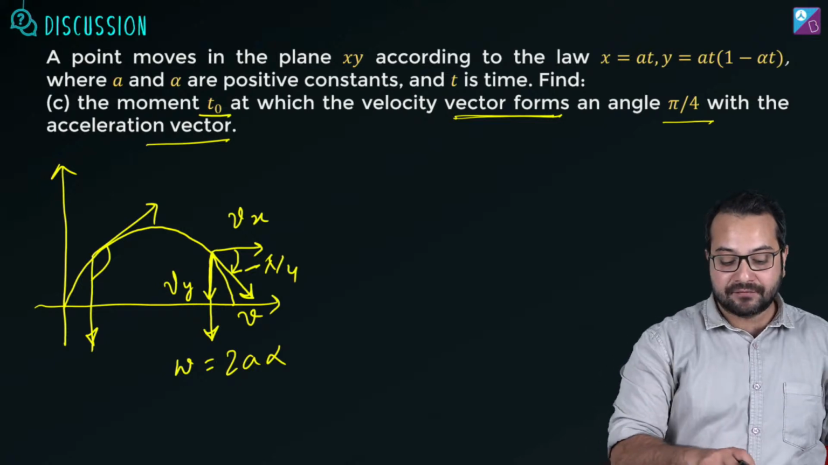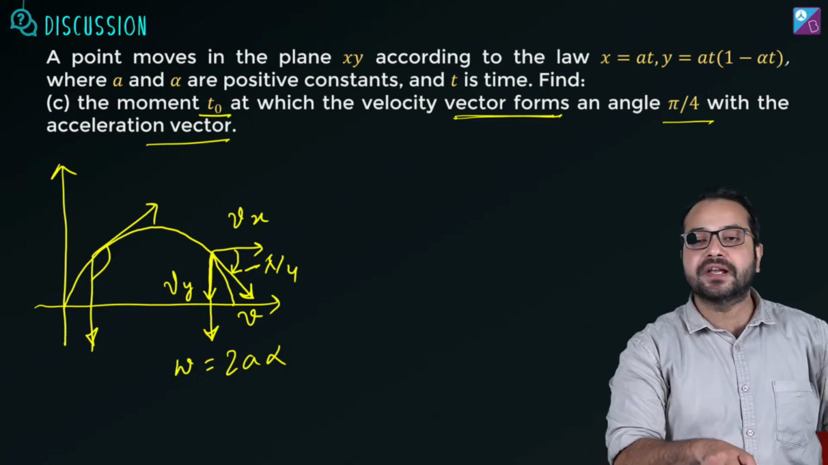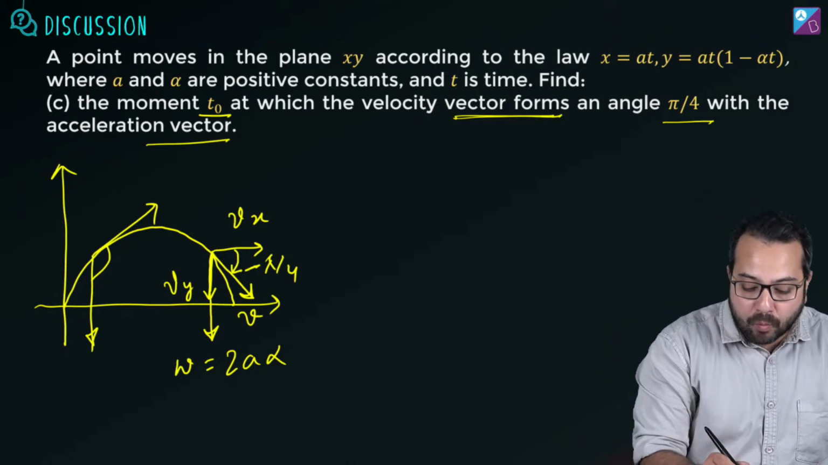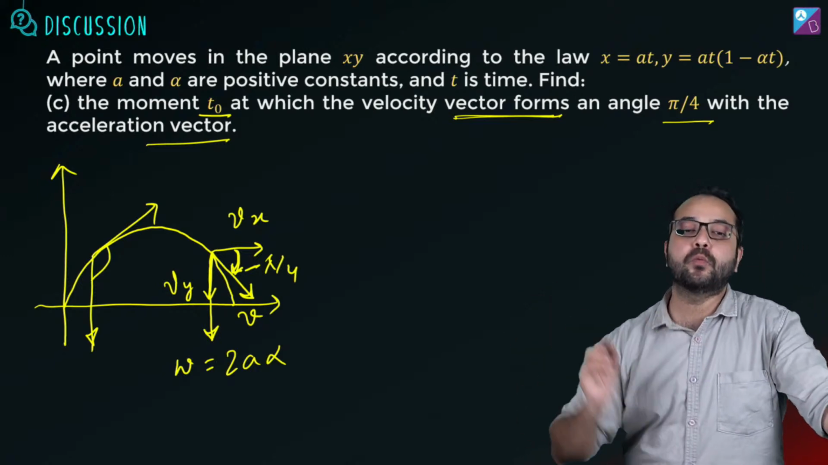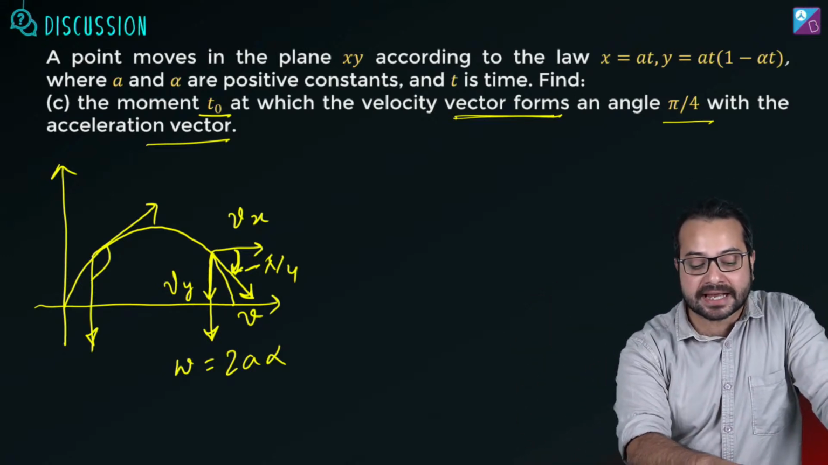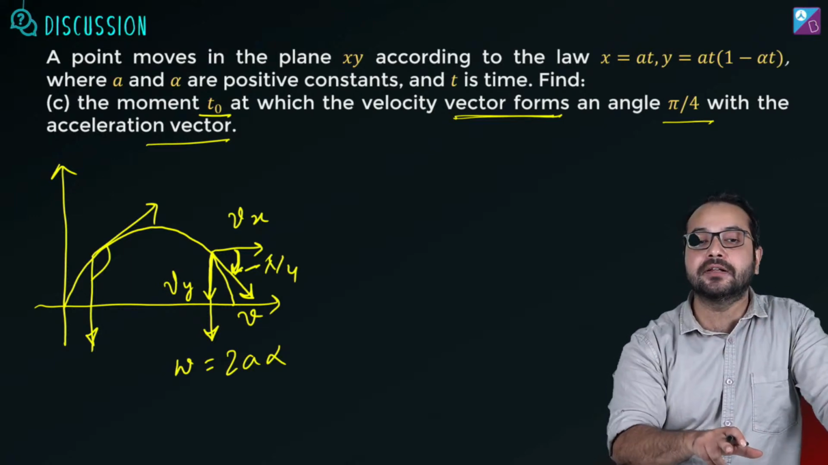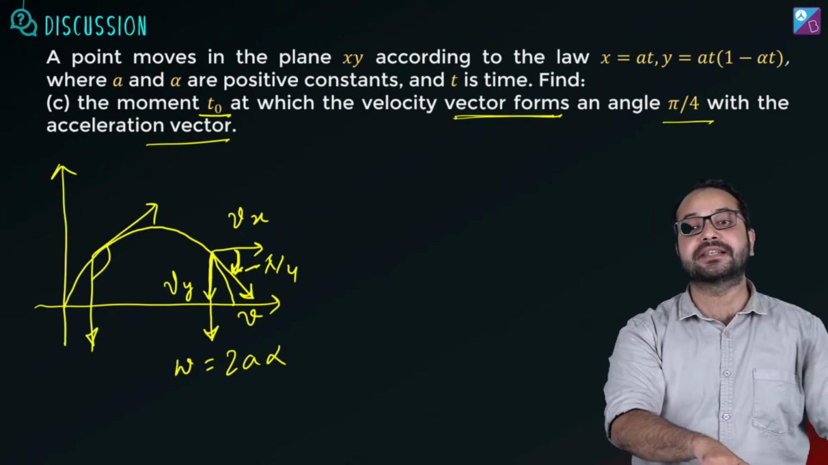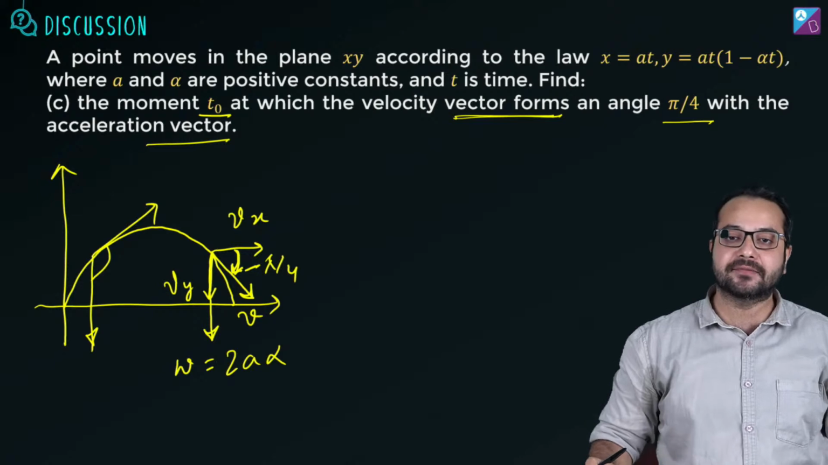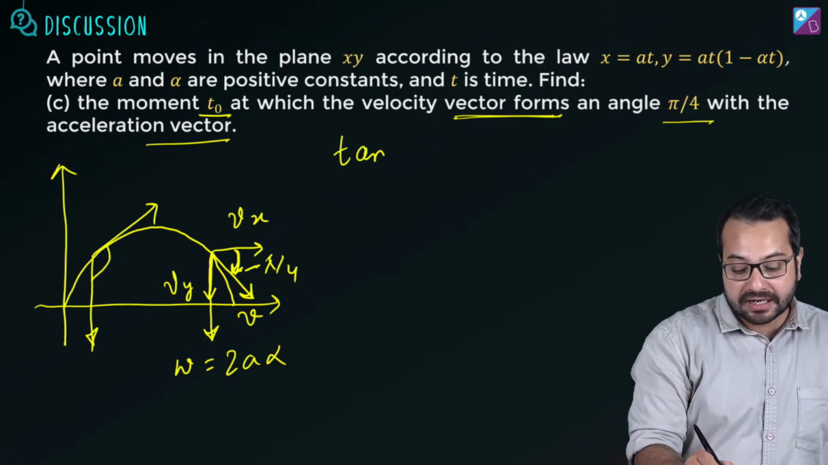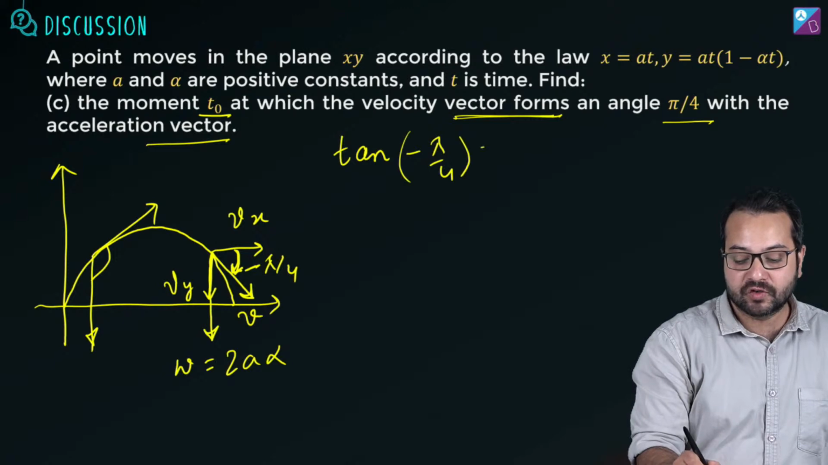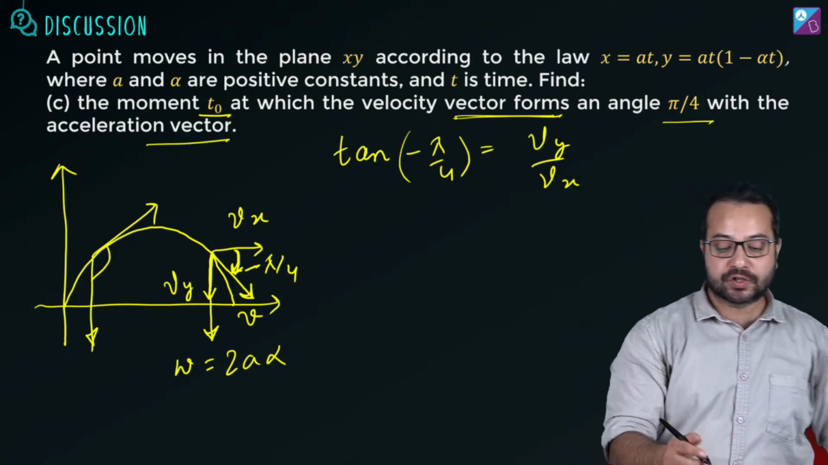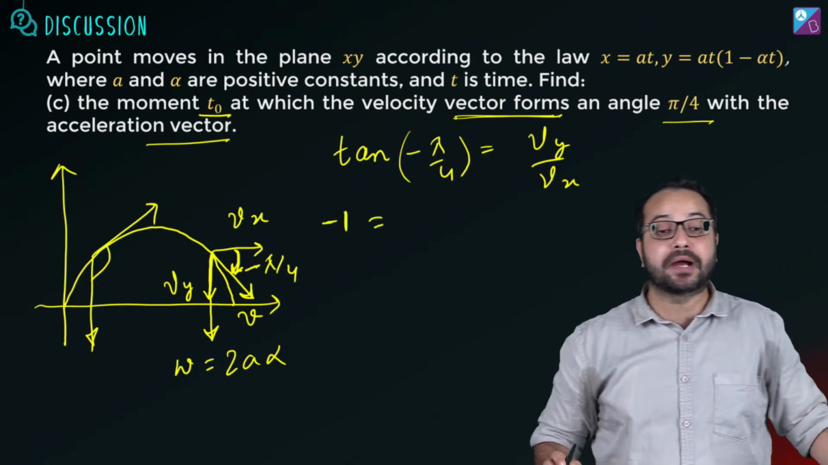Which means that Vy is going to face downwards and Vx is going to always face in the positive x direction. That is obvious. But what is this angle? Okay, what is this angle between Vx and the velocity vector? What is this angle between the velocity and the horizontal direction? This angle is not pi by 4, but this angle is minus pi by 4 if we take it correctly. Okay, which means we can write tan minus pi by 4 should be equal to Vy divided by Vx. Is that correct? Okay, so tan minus pi by 4 is going to be what? It is going to be minus 1.